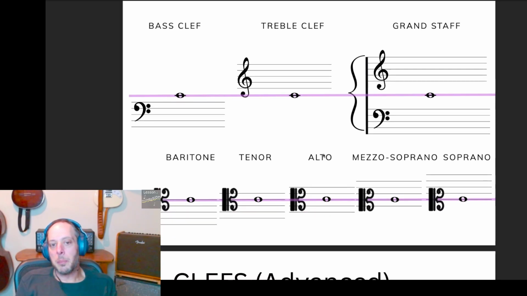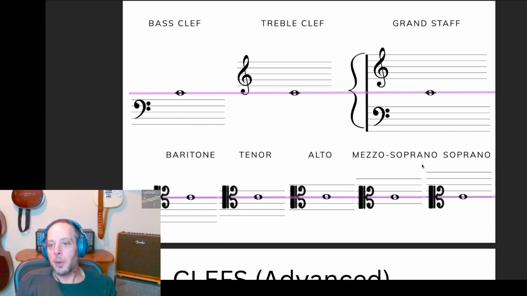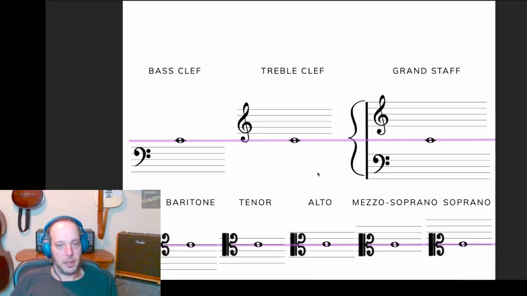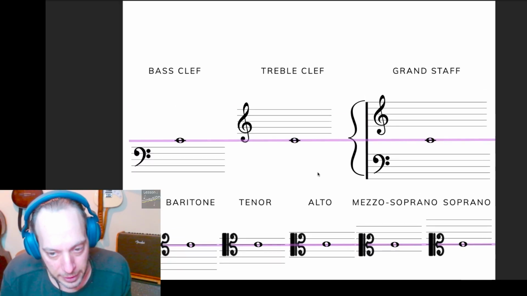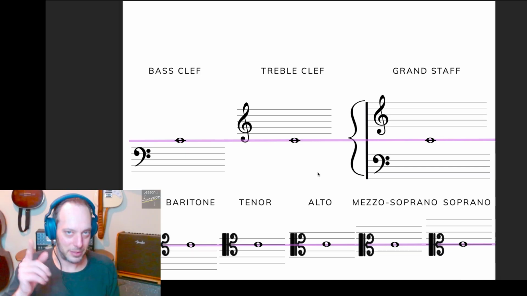And then we see the baritone, tenor, alto, mezzo-soprano, and soprano clefs here. It's just taking the C clef and moving where the C line is. See how in alto clef it's in the middle of the five lines here. So that's basically it. That covers clefs. And that concludes our video. So I'll see you on the next one.